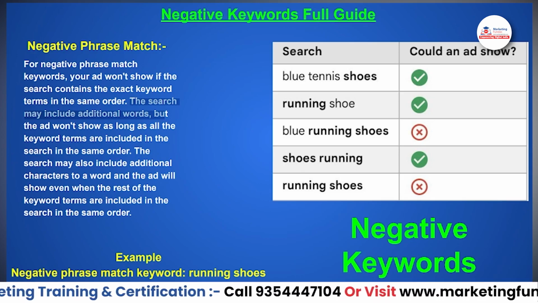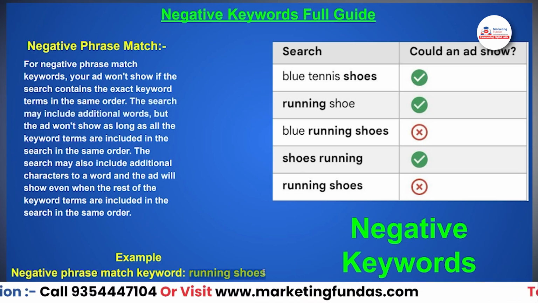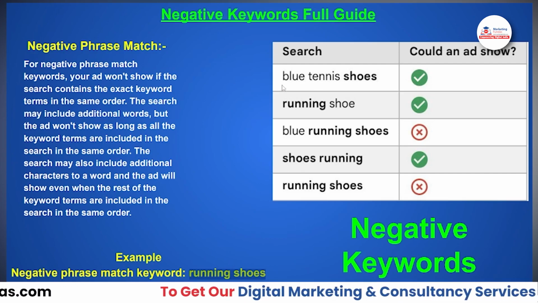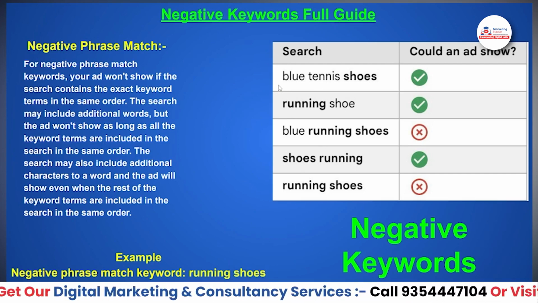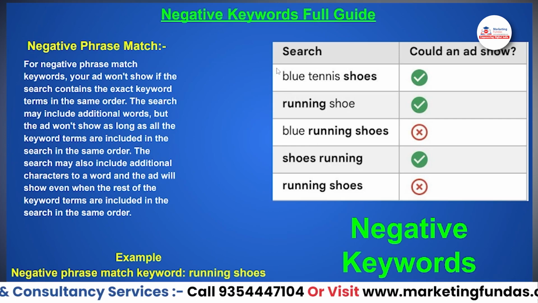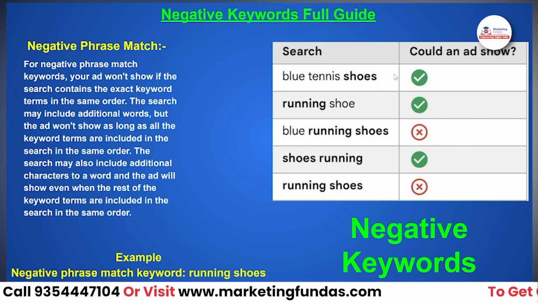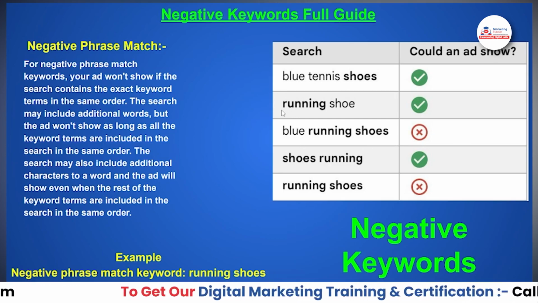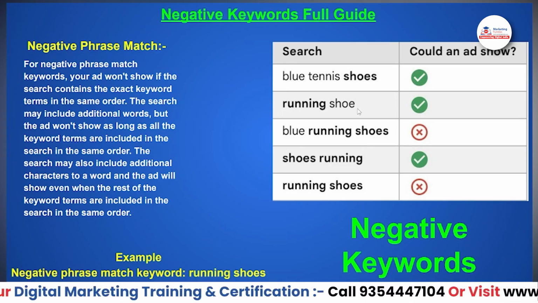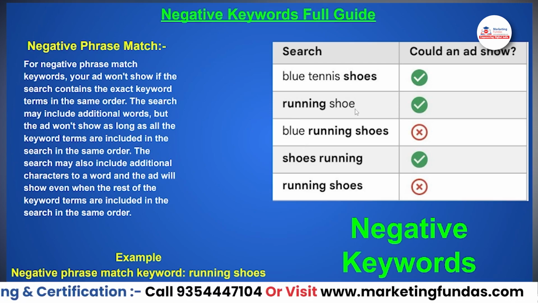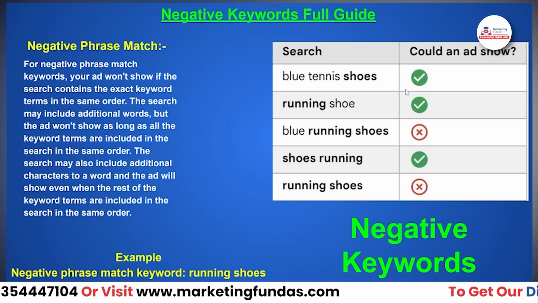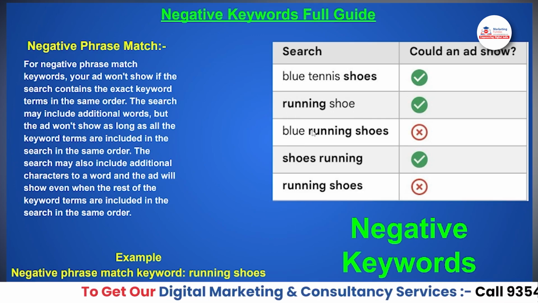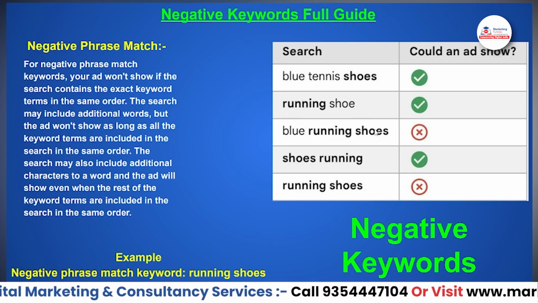For example, you have added a particular negative keyword which is "running shoes", and here are the consequences which you are going to see. The first one: if an audience searches "blue tennis shoes", your ad will be shown because there is only shoes, not running. Then here's another one, "running shoe". It's running shoe, not shoes. That's why your ad again will be shown. Then here, "blue running shoes". Now, as you can see, running shoes in the same order.